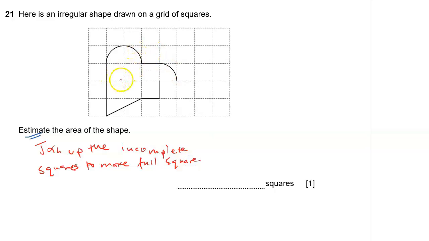Now we have full squares here. We have 1, 2, 3, 4, 5, 6. Those are full squares, right? Now the rest are not full squares, so we are supposed to join up at least a few. So I can join up this and this to give us 7. Can also join up this, and this will fit here to give us 8. You will also join up this and this. This will join up here with these others to give us, let's call this one a half. So we have 8.5 squares, and therefore 8.5 will be our area.